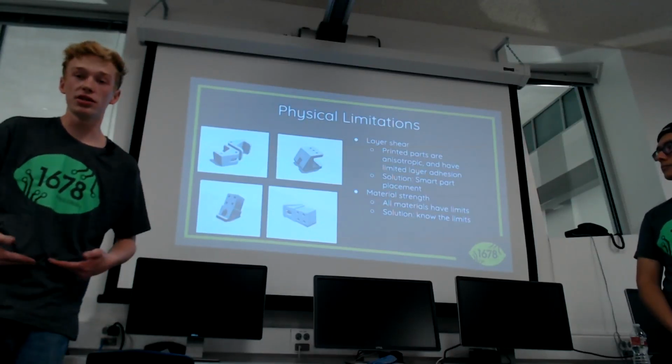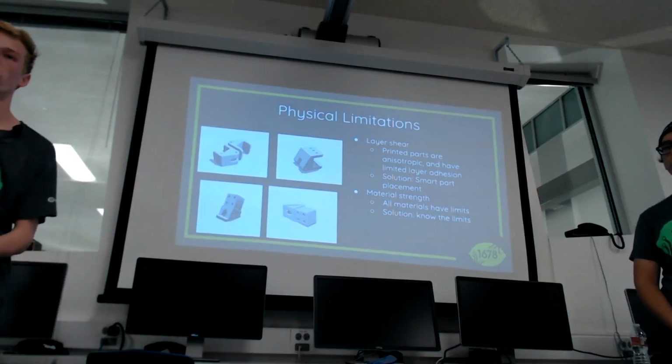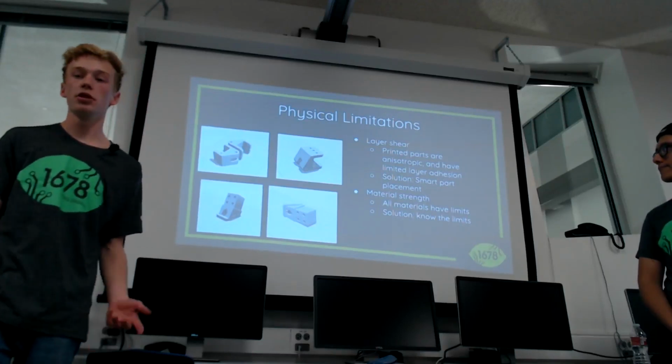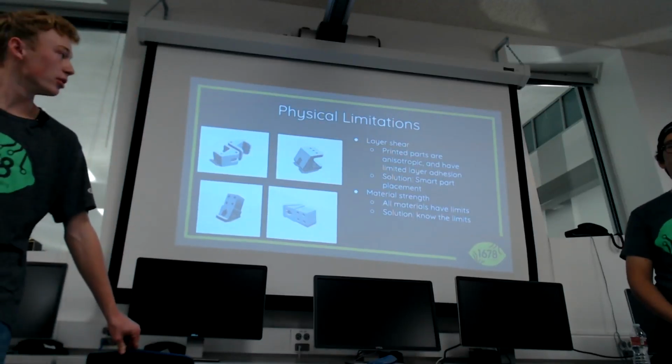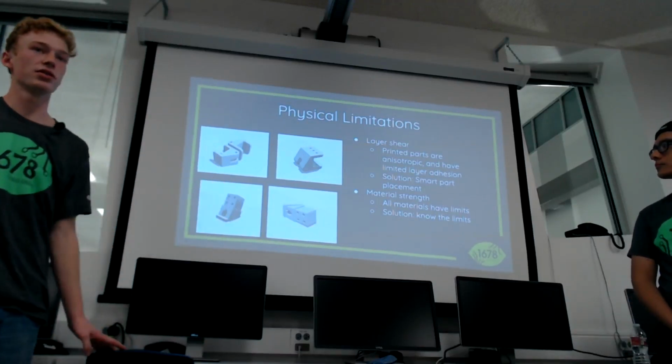And at least on 1678, the majority of the part failures that we had from 3D printed parts were all layer shears. They were all parts breaking off across these layers. And so you need to be a little bit smart about how these layers are printed. Over here, I have some examples of when this affected us on 1678.